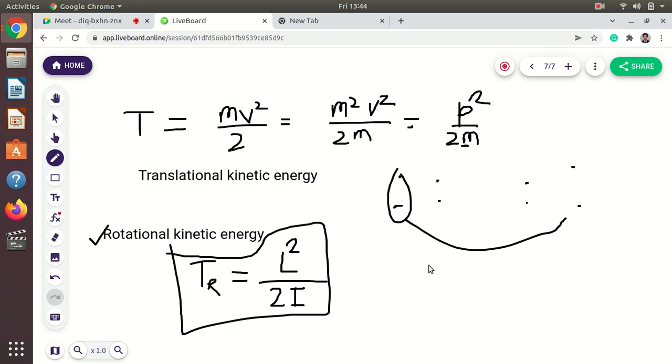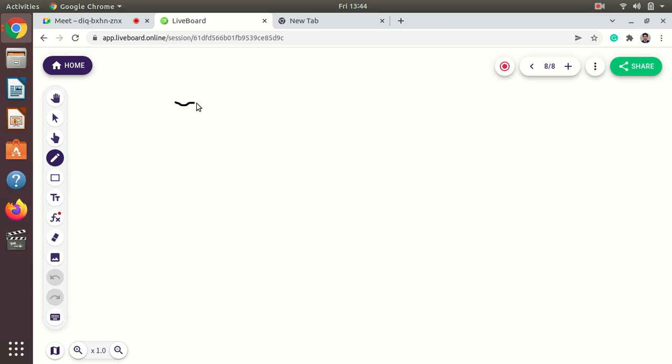Now what will be the torque? You know the relation, torque is equal to r bar cross F bar, right? This is one definition which we used in earlier topics, but now we can use one more definition. This is also equal to dL by dt. Do you remember this definition? Change in angular momentum per unit time. This is torque. So we can use this definition.